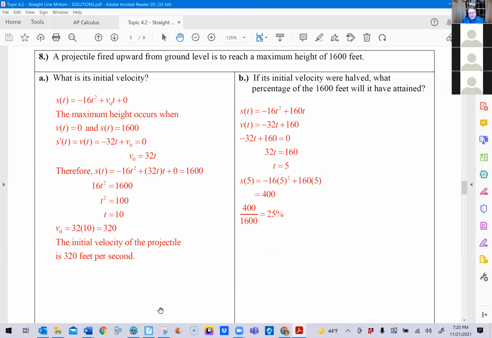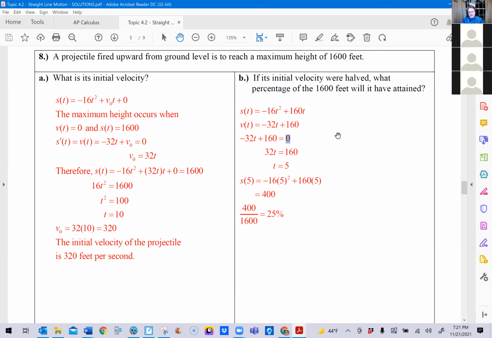All right, and then part B I don't think is quite as bad because it says if the initial velocity were cut in half, what percentage of the 1600 feet would it have attained? Well, now instead of 320 as your initial velocity, we use 160. We throw it back into our position equation. We take its derivative. And once again, when you reach the highest point, velocity is equal to 0, which is why we have that 0 right there. And you solve that, you get t equal 5.